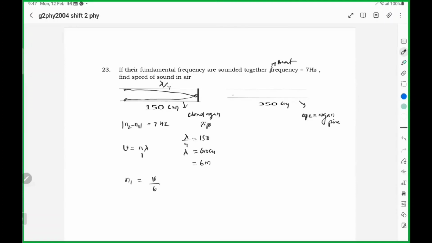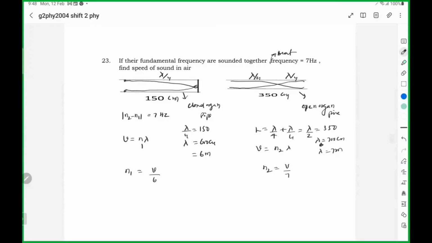In this case, open organ pipe, antinodes will be formed at the ends. Here it is lambda by 4, lambda by 4. L will be lambda by 4 plus lambda by 4, which is lambda by 2. So v here is 350. Lambda will be 700 centimeters, that is, lambda is 7 meters. Here n2 will be v by 7.